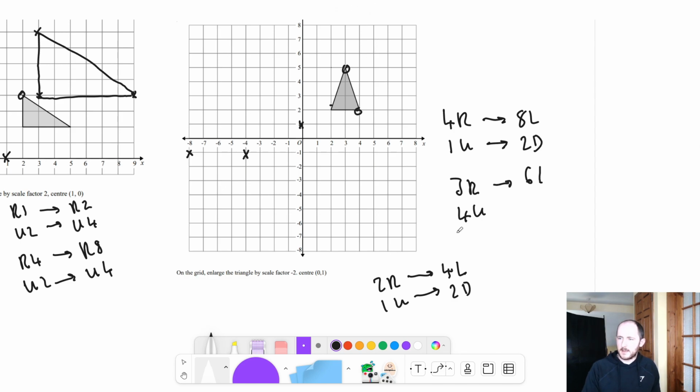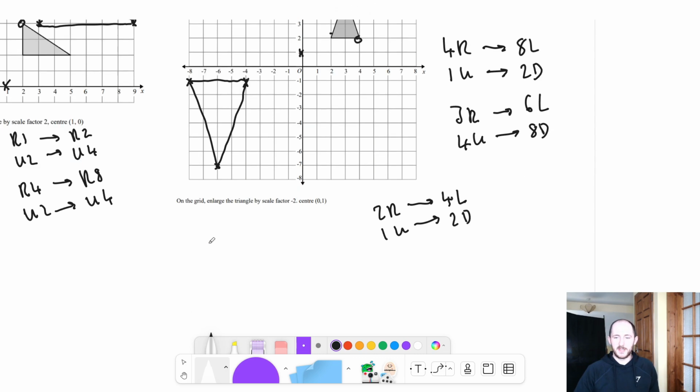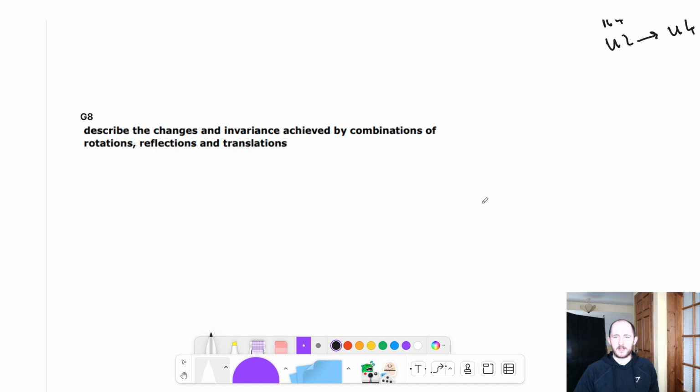So we're going 6 to the left, 8 down. So 1, 2, 3, 4, 5, 6. 1, 2, 3, 4, 5, 6, 7, 8. Right there, and again, you should notice that it actually flips upside down. That is intended, because when you do a negative scale factor, it's actually a reflection, which is, well, it's also a reflection, I should say.